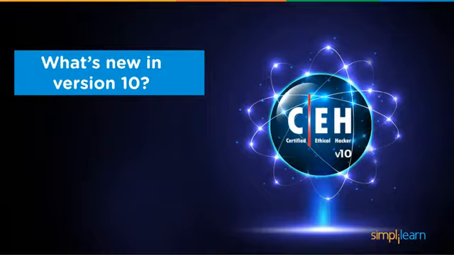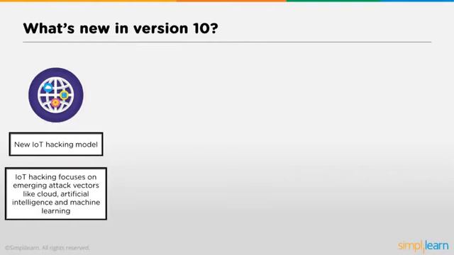So what's new in this version? In this version, there's a new module for IoT, Internet of Things. It focuses on emerging attack vectors like cloud, artificial intelligence, and machine learning. It basically talks about smart devices, and it talks about the vulnerabilities and the risks that smart devices face in today's world. For example, it will tell you about the industries that are utilizing all these smart devices, what they are utilizing them for, what kind of devices they are utilizing, and what the risks within those devices are.